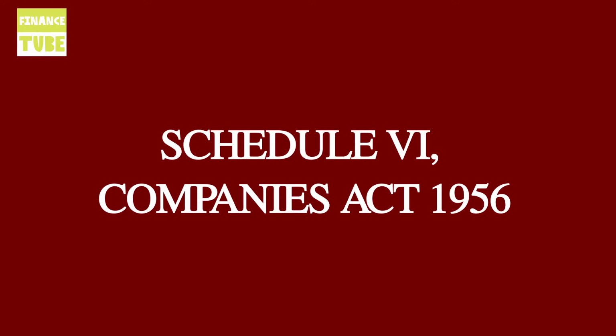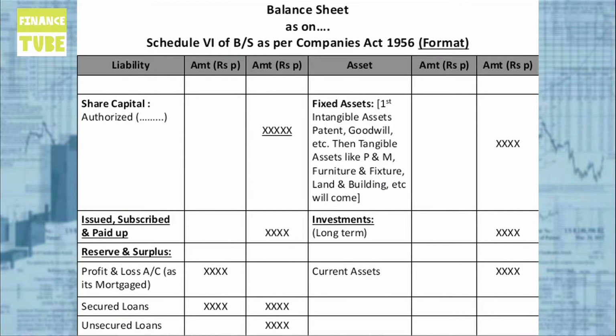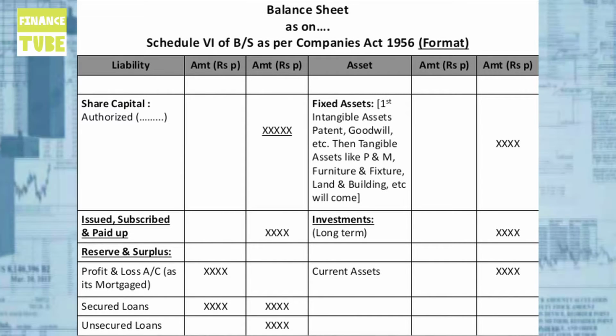The balance sheet, which we earlier are familiar with, which is prescribed by Schedule 6 of Companies Act 1956, had typical liability and asset side where we started with share capital, reserves and surplus, secured loan, unsecured loan, current liabilities. On the asset side, we had fixed assets, gross block, accumulated depreciation, net block, investments, current assets, loans and advances, and miscellaneous expense to the extent not written off. We are all familiar with this format.